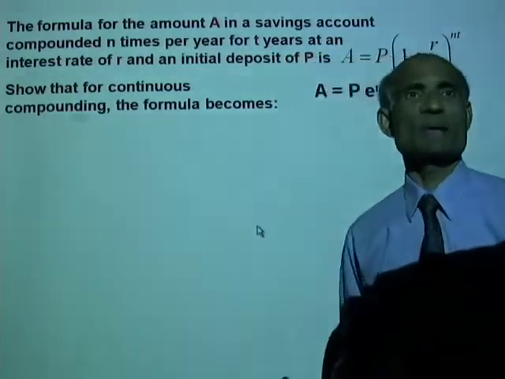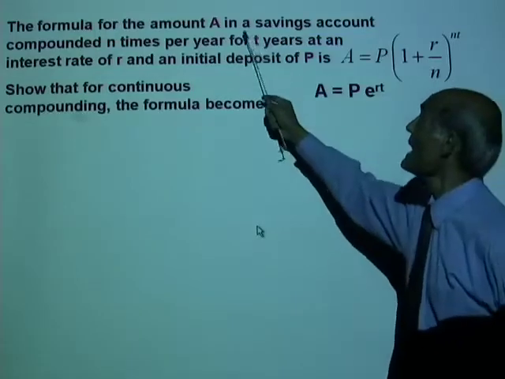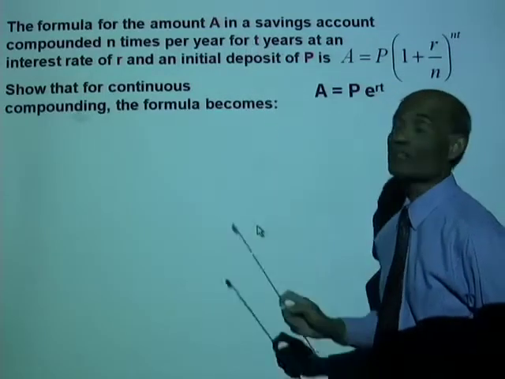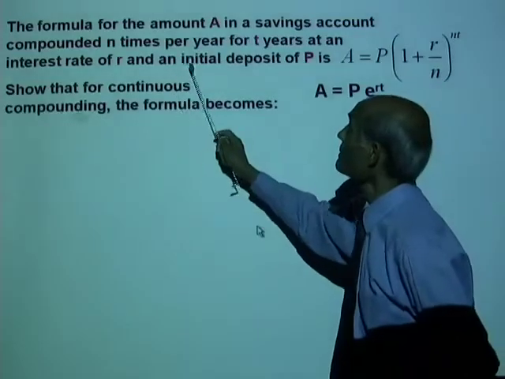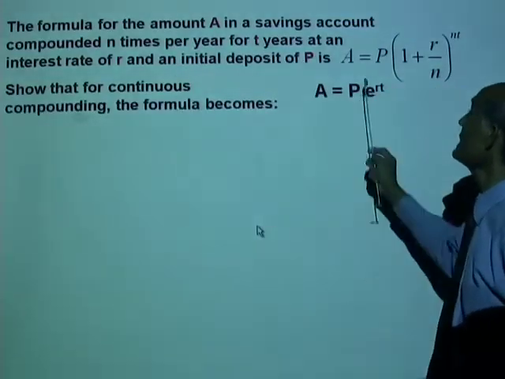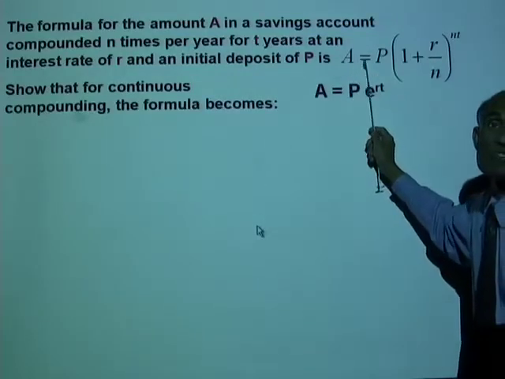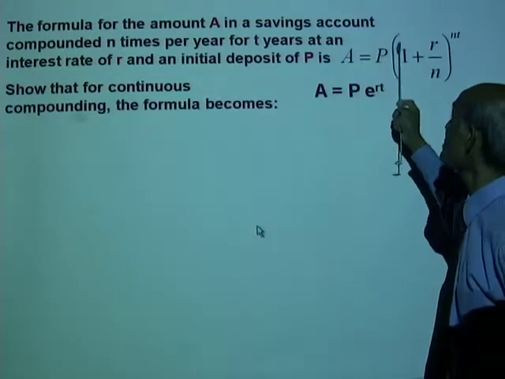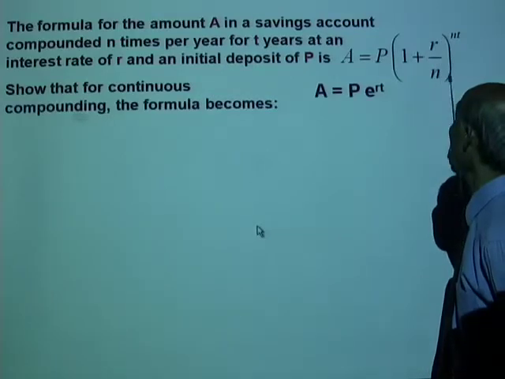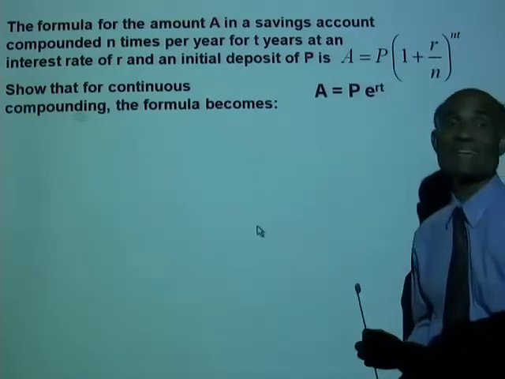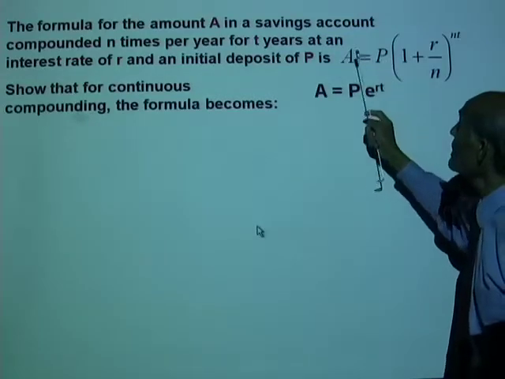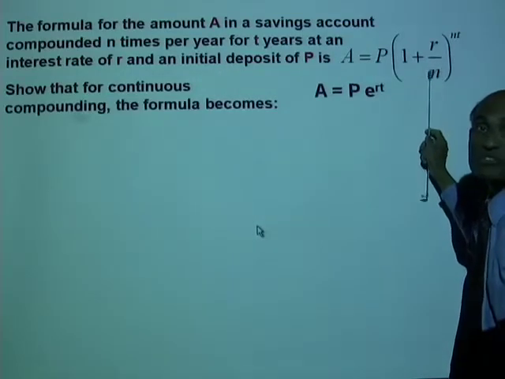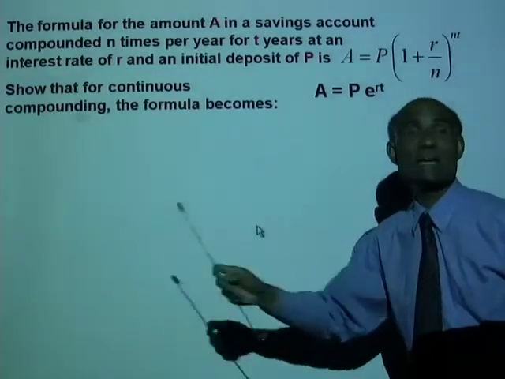Let's try an application problem in here. The formula for the amount A in a savings account compounded n times per year for t years at an interest rate of R and an initial deposit of P is, I'm sure you have seen this equation in a pre-calculus or college algebra class, A equal to P times the quantity 1 plus R over N raised to the power of N times T, where P is the amount of money deposited for a period of T years and the interest is calculated N times a year.